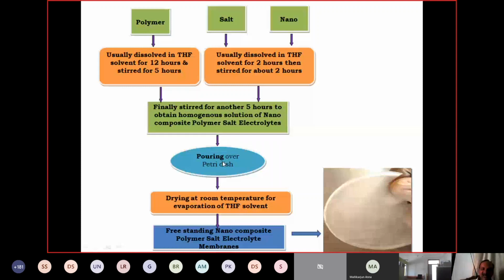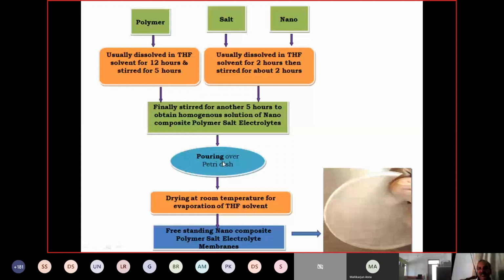You see here, simple. You take any polymer, dissolve it in the solvent, and also dissolve the salt and nanomaterial in any solvent. Then you add these two solutions, stir for a few hours, then pour into dishes, then simply dry it, and finally you get the thin film form. Okay, so that means a very simple technique.